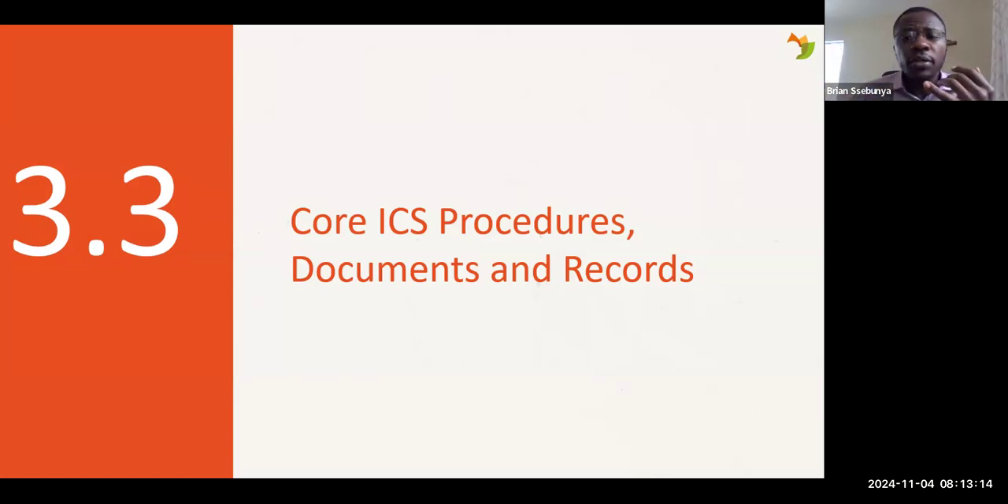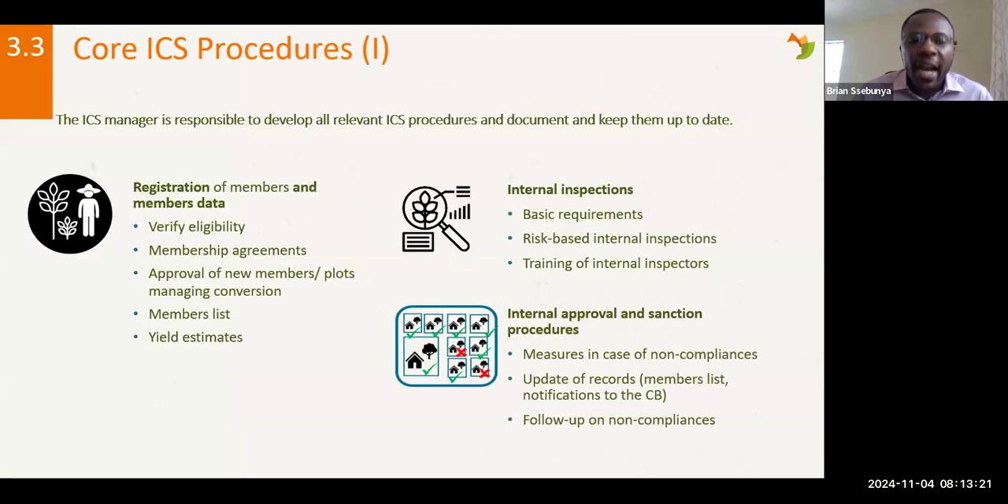But that doesn't mean those are the only procedures you have. Depending on which product you're handling and how complex your system is, you may have additional procedures. But the ones we're going to discuss are a must. You should have them in order for your ICS to qualify. The ICS manager is responsible for developing all relevant ICS procedures, documenting them and keeping them up to date. When an external inspector reads the procedure, that's exactly what should be happening in practice. They don't want to read something different from what you do in practice.